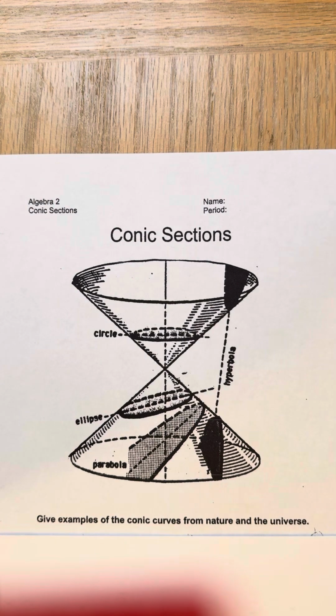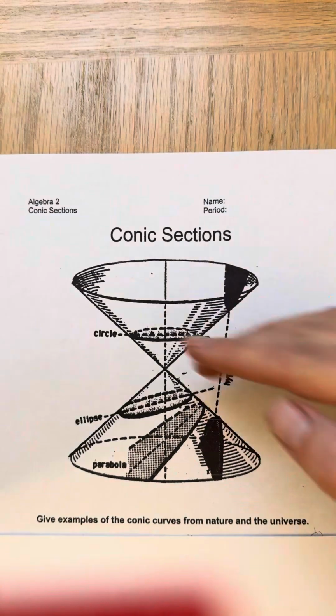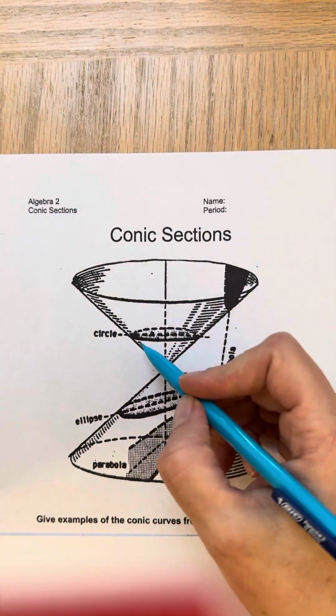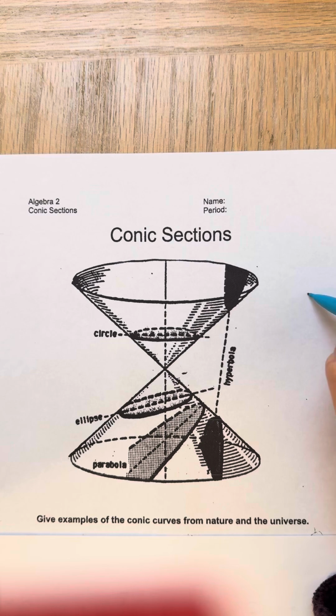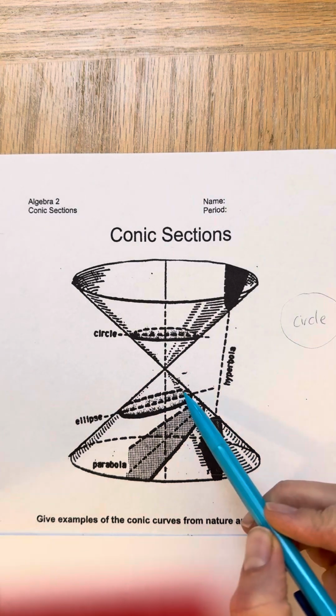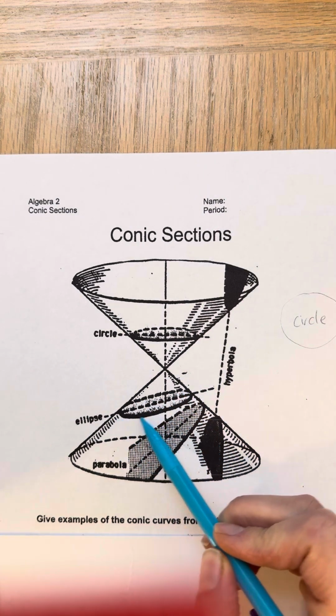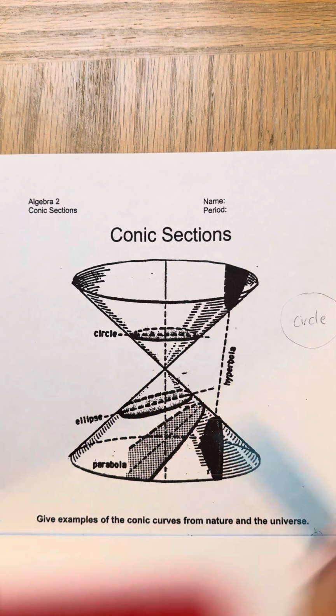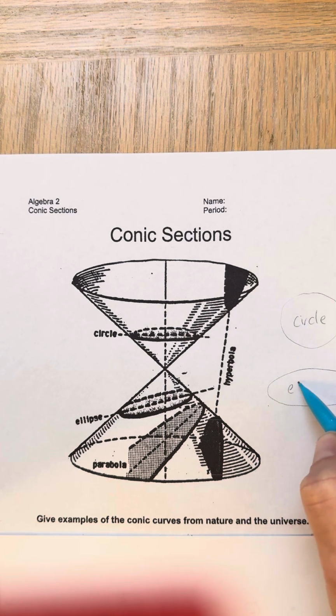So for example, if you cut the cone straight across, parallel to the base, you end up with this shape, which if you looked at it head on would be a circle. Okay. If you cut it at a tilt, but across, you would get something that looks like an oval, but the technical name for it is an ellipse.